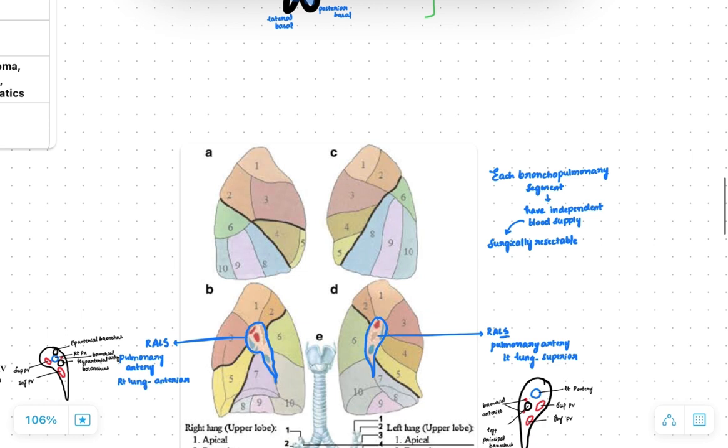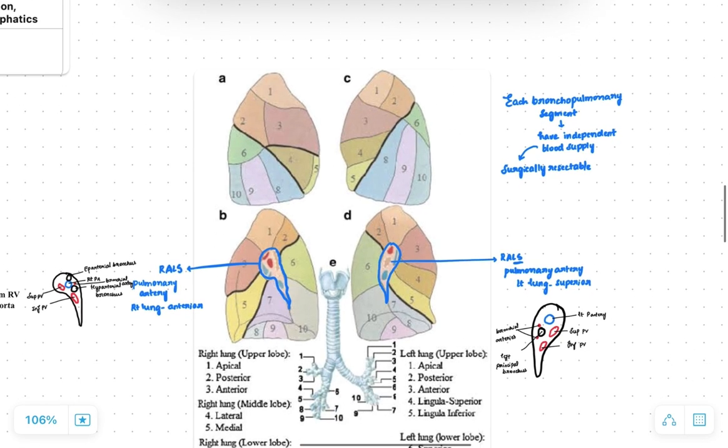So why are these bronchopulmonary segments important? Because each bronchopulmonary segment has an independent blood supply. So we have to know this, and we can easily surgically resect these without damaging the other lobes.